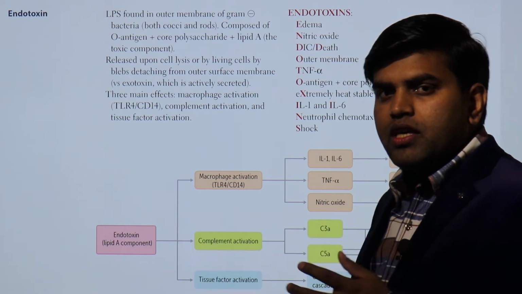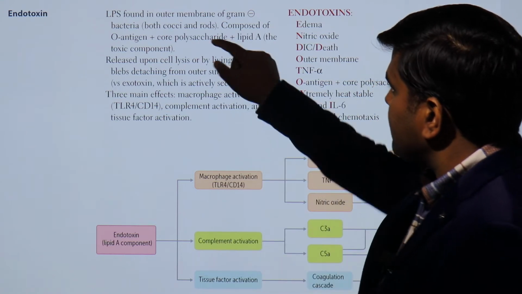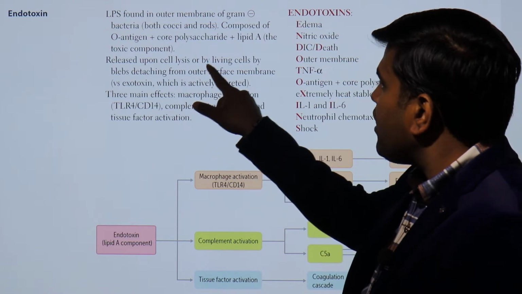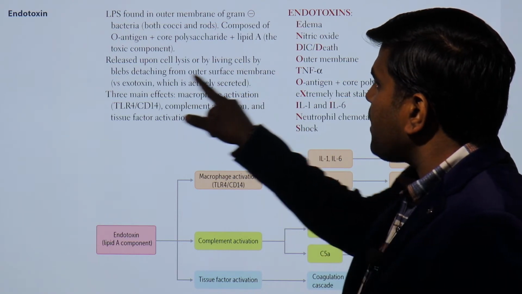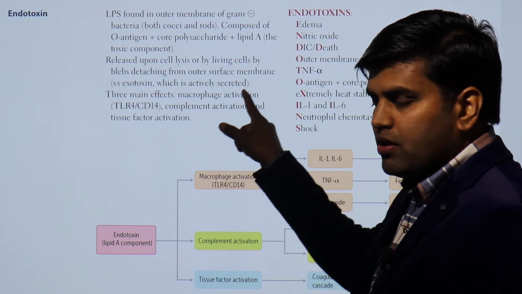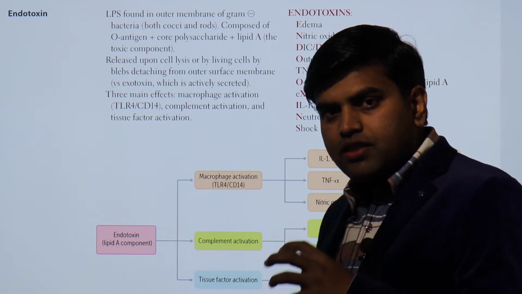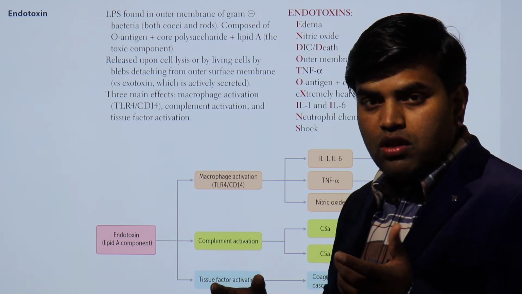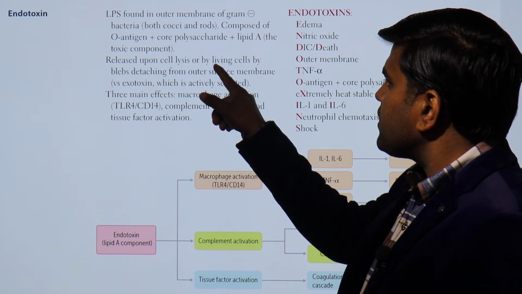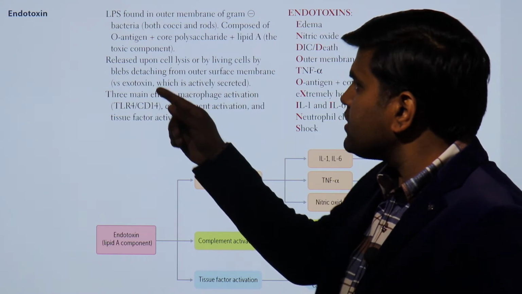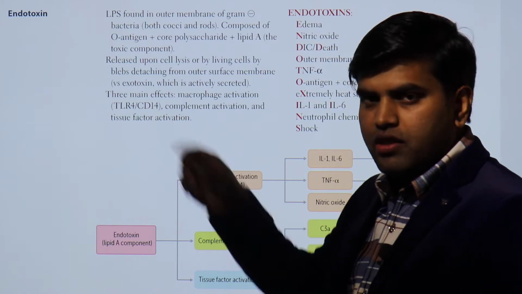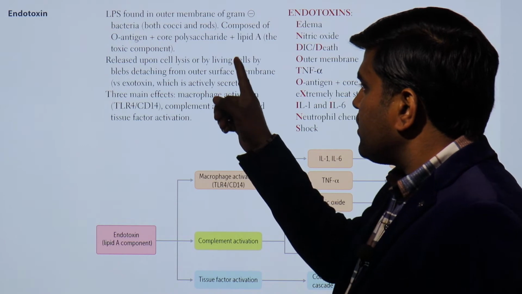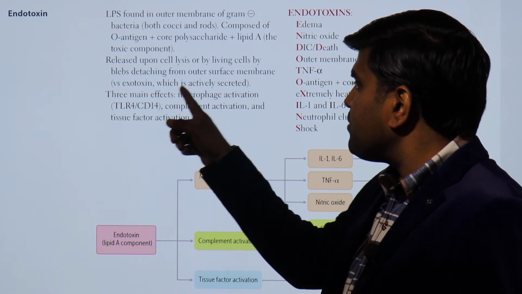Another mechanism is that it is released only upon lysis of the cell, or sometimes by living cells by bleb detachment from the outer surface membrane. So it is either released when the cell is disintegrated, dead, and released from the cell wall, or in a few cases living cells can also release this endotoxin by bleb detachment, like a body detached from the outer surface membrane, unlike the exotoxin which was actively secreted.